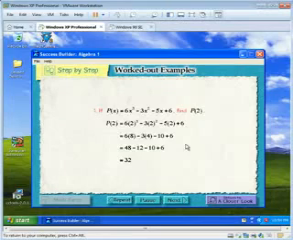P of x is just a nickname for this third-degree polynomial. To determine its value when x equals 2, substitute the number 2 for each x and simplify. P of 2 equals 32.